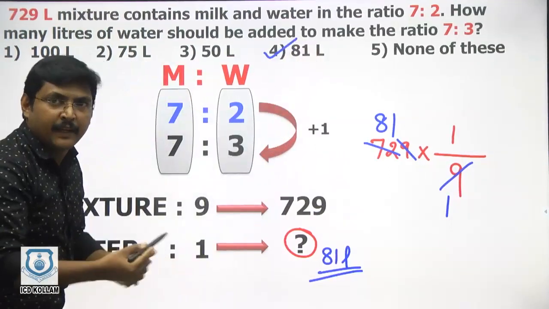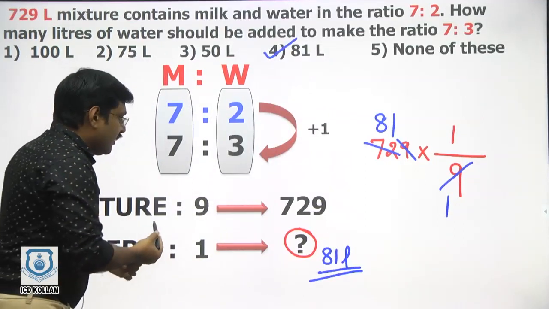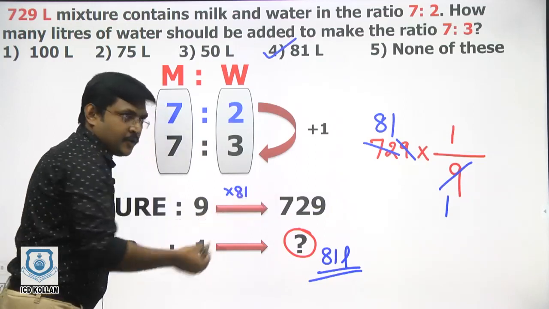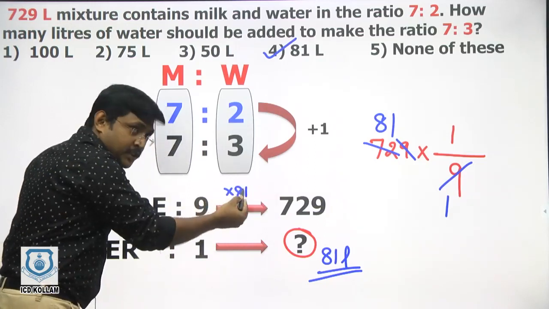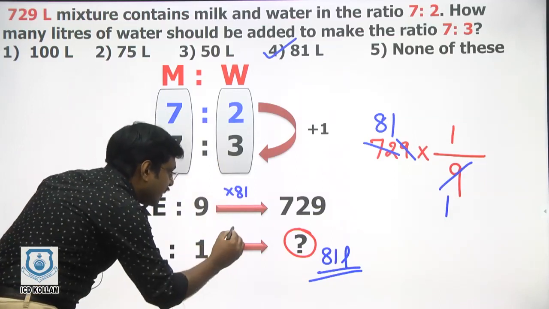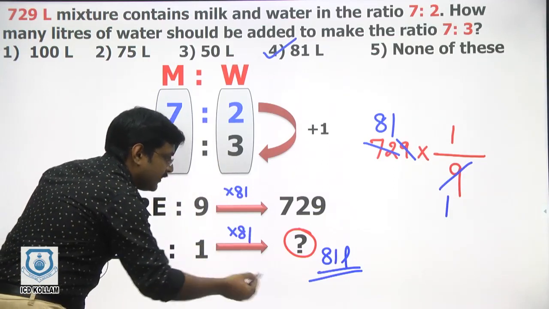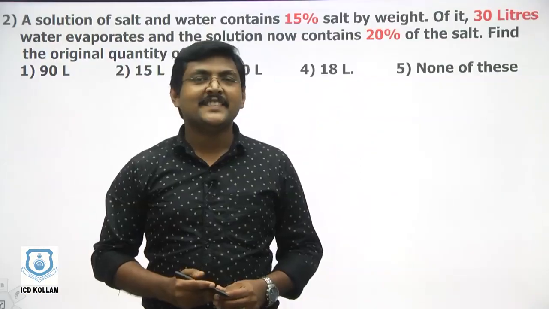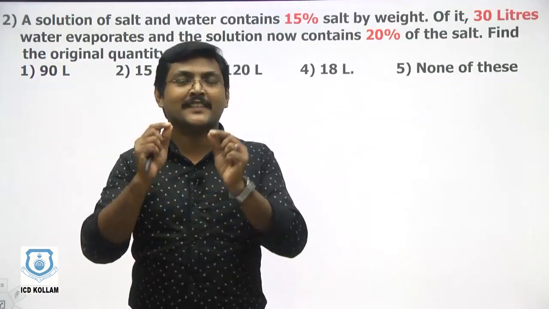Or you can directly apply like this. Listen here. We know that the 81st multiple of 9 is actually 729, right? So directly we can say that the 81st multiple of 1 will give the same answer, that is 81, right? Hope this is clear. Yes, let's discuss the second question you saw in the thumbnail.